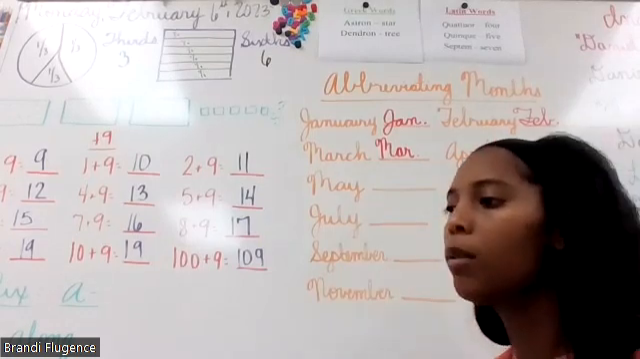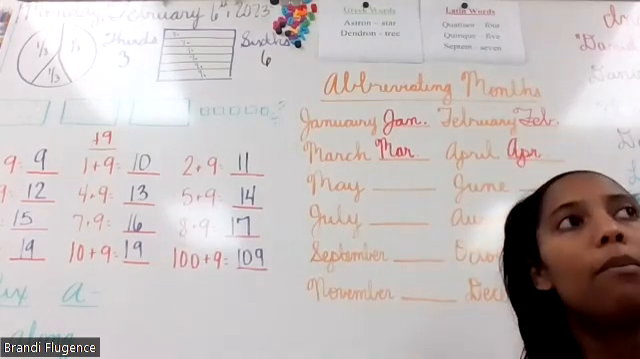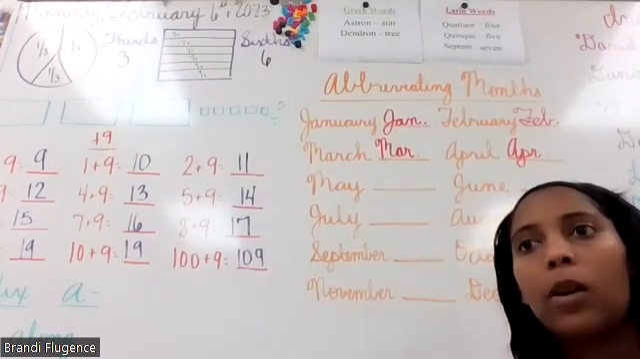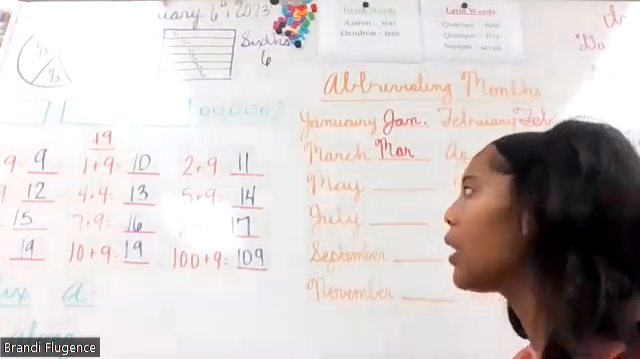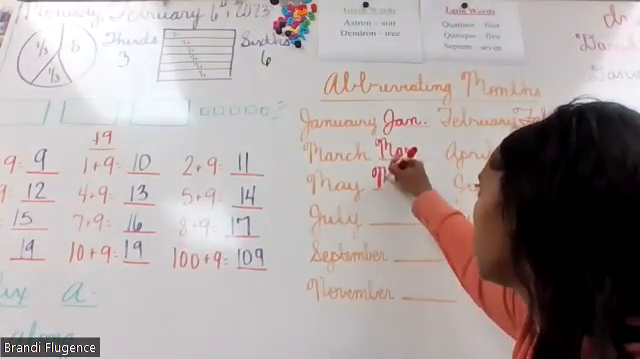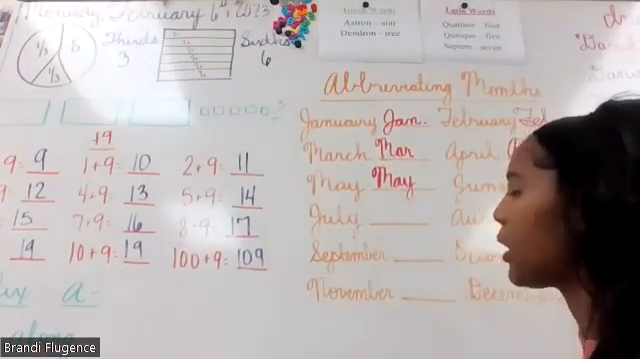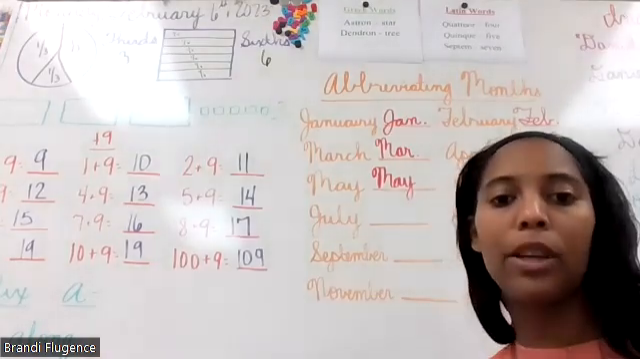April. May. So May is a little different, because if you look at May, May already has 3 letters, right? Because May only has 3 letters and the abbreviation is the first 3 letters, we don't abbreviate May at all. We just write it. It doesn't have an abbreviation. That's the only month that does not have an abbreviation.